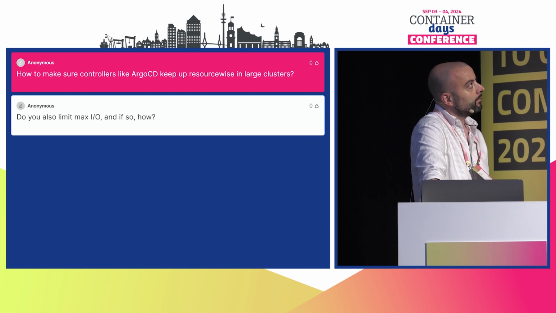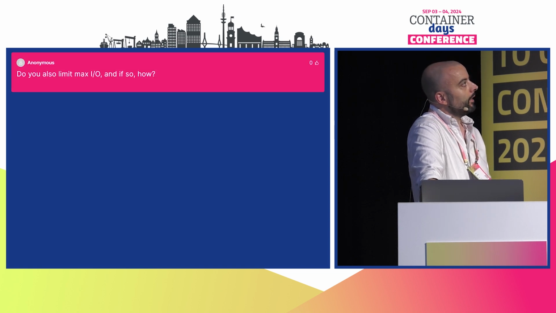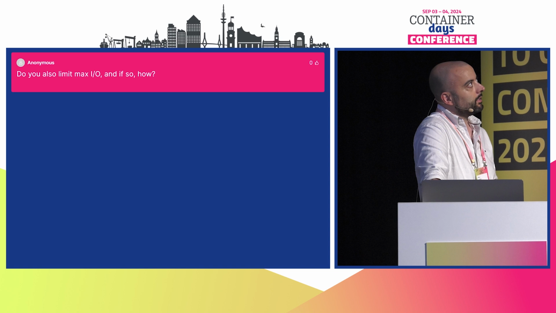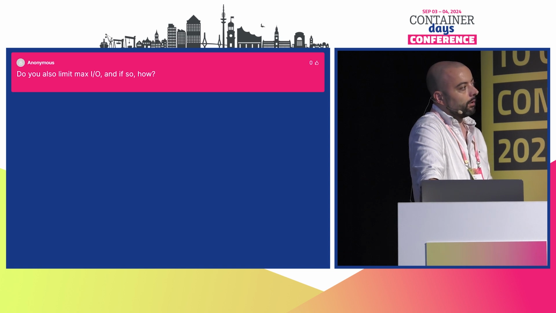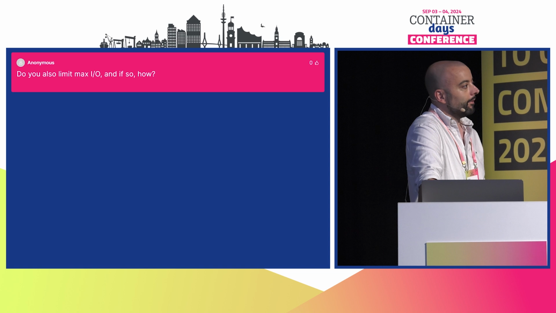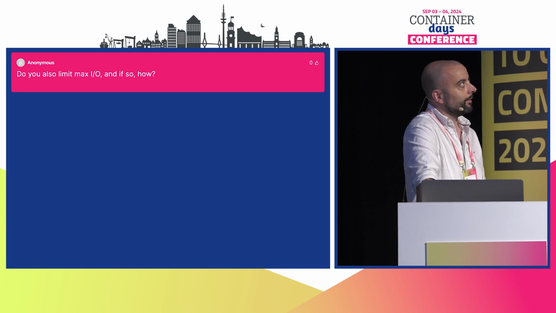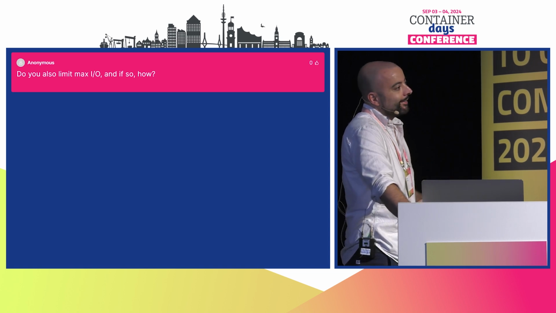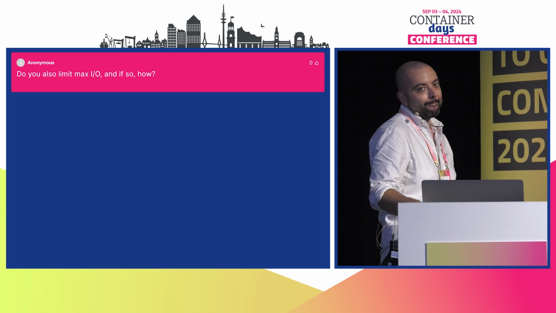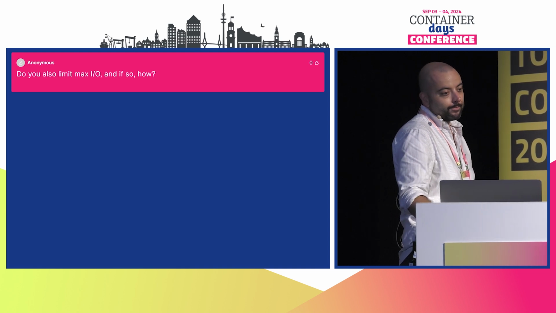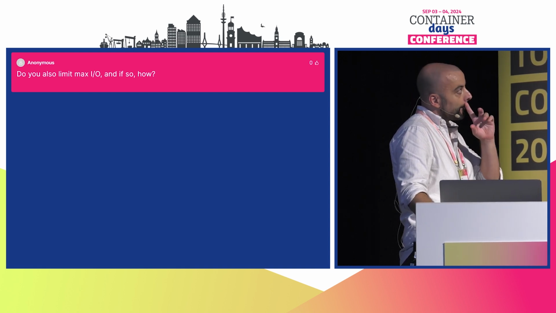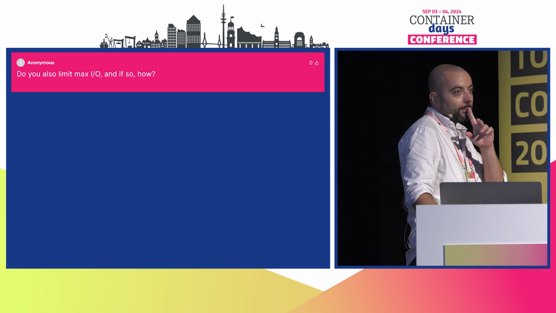And the last one is, do you also limit max IO? And if so, how do you do that? Again, this is really specific. I'm not sure if they're talking about networking or storage. I don't know the answer off the top of my mind. I need more details. Whoever asked this question, if you're here, please come and chat with Marco at the break. Thank you so much.